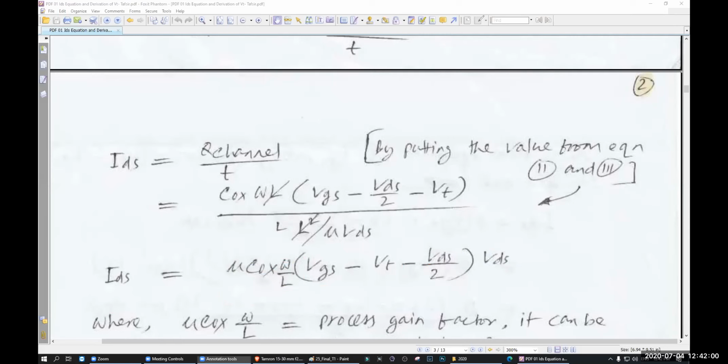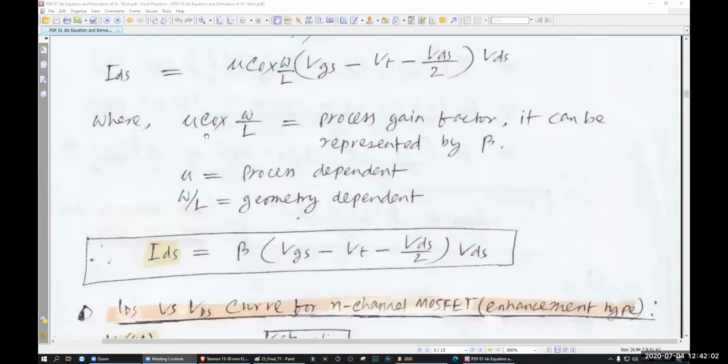Let's go back. Go down. So here mu COX W by L is the process gain factor, and it will be represented as beta. So mu is process dependent, W by L is geometry dependent. So IDS is equal to beta into VGS minus VT minus VDS by 2 into VDS. That is your formula for the linear region.